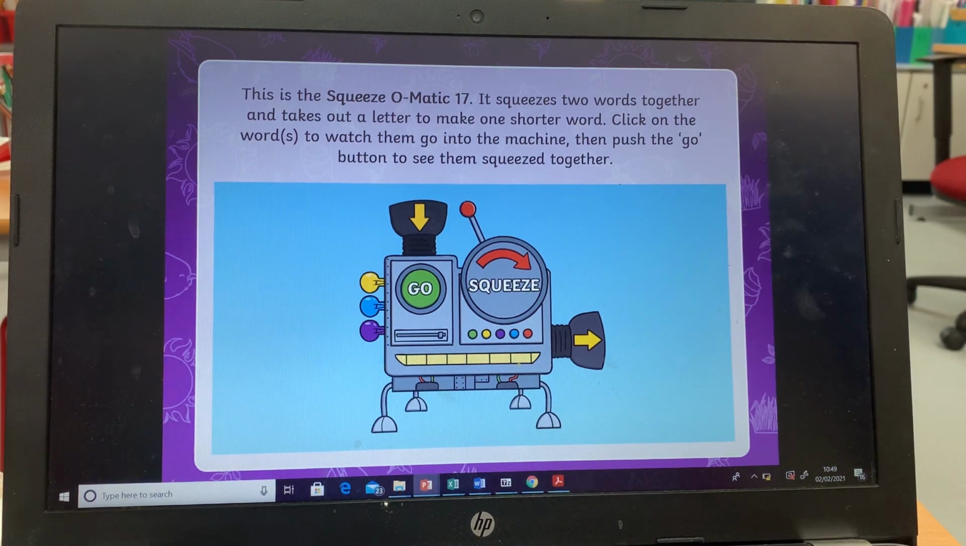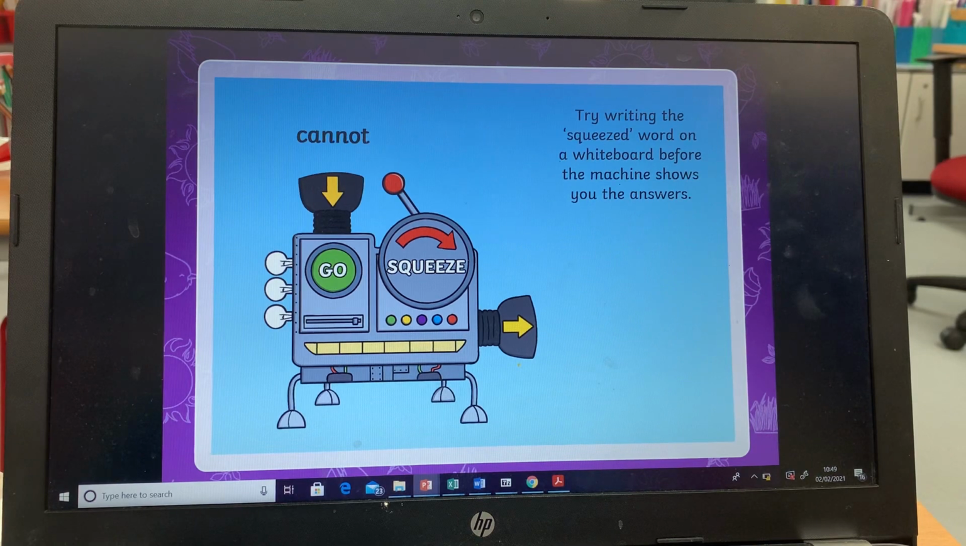It squeezes two words together and takes out a letter to make one shorter word called a contraction. We're going to click on the words to watch them go into the machine. Then we're going to push the go button to see them squeeze together into that contraction. So let's see whether we can do this one.